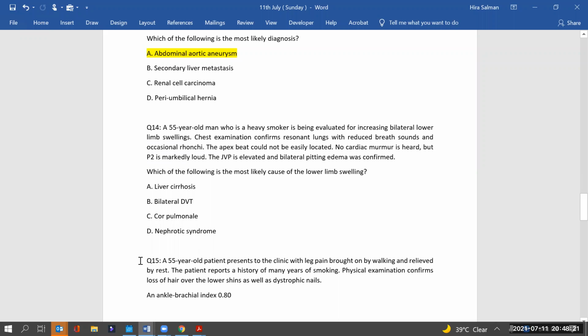Which of the following is the most likely cause of the lower limb swelling? Based on the question and the answer choices, you can evaluate easily, or exclude things. So what are the important things here? Lower limb swelling, heavy smoker, resonant lungs, bronchi are there, no cardiac murmur, no left-sided involvement, JVP is raised. Always think of right side heart dysfunction, and whenever there is right side heart dysfunction, think of pulmonary hypertension and cor pulmonale. So the clear-cut answer here is cor pulmonale. We'll go for this.